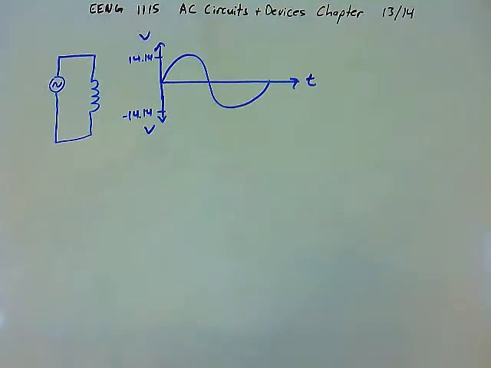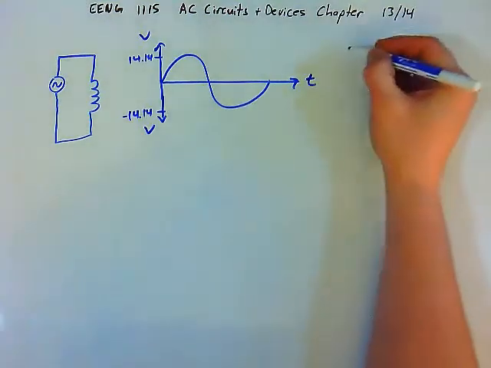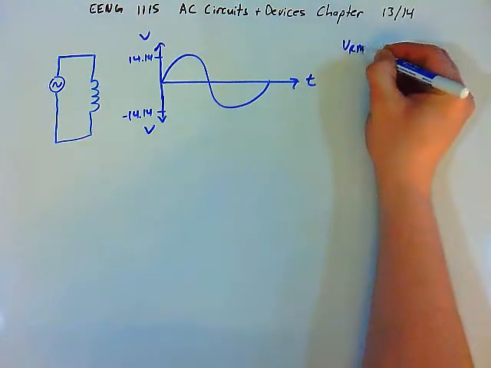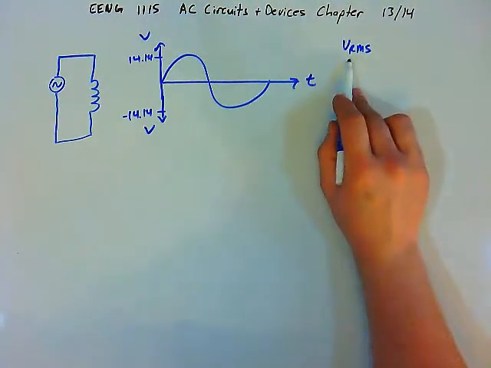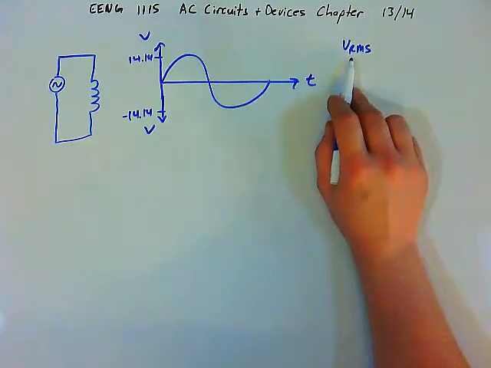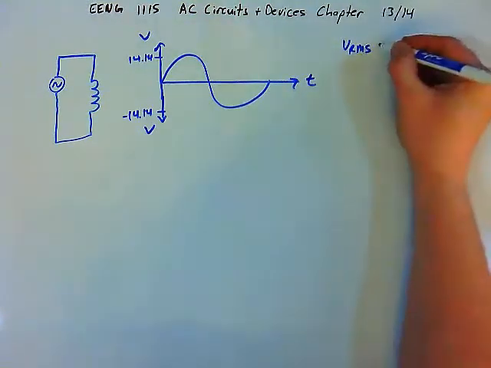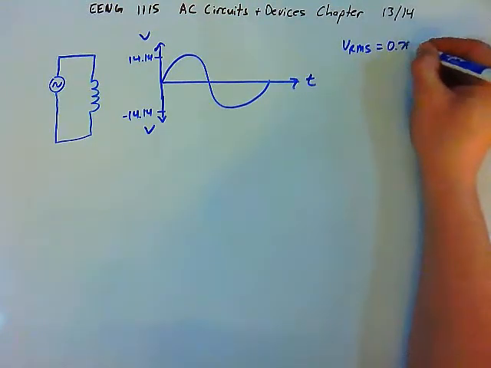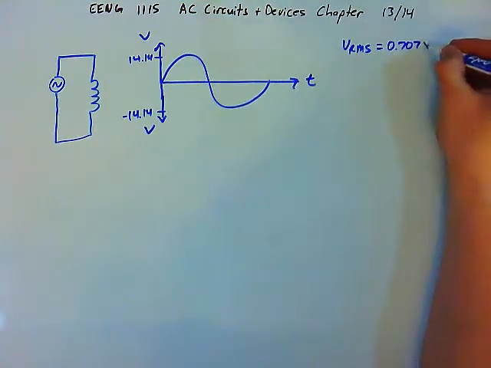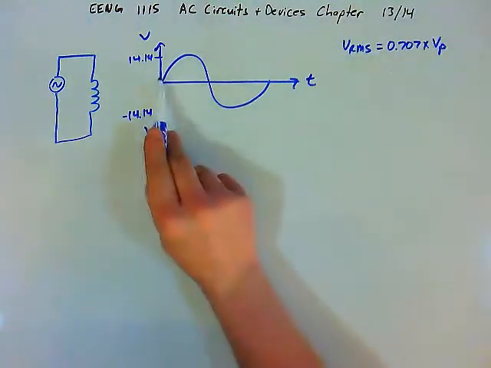Anytime we do calculations in an AC circuit, we really want to be using the RMS values. So remember that V RMS, the RMS value, means that this is the equivalent DC voltage that produces the same power in the circuit. Since the power is the same, that's the value that we're interested in, right? We want to be able to compare this to something simpler like a DC circuit. RMS values allow us to do that. The RMS value is equal to 0.707 times the peak value, right? And so the peak value here is 14.14.